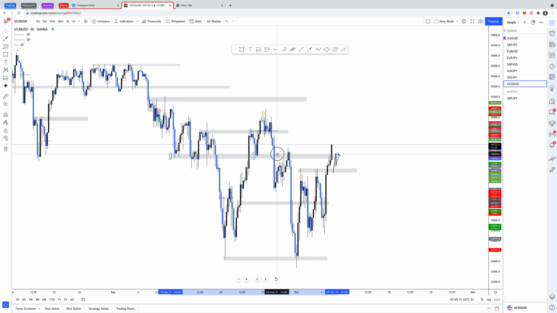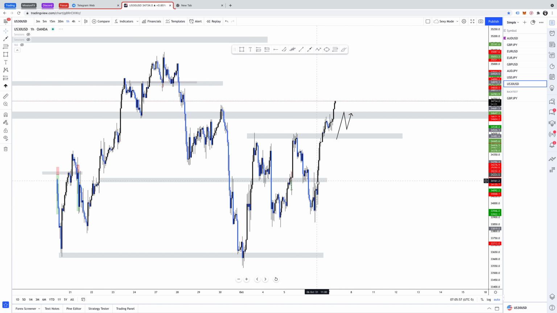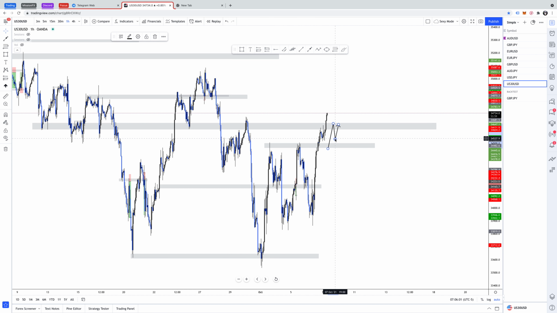There's also one further up here. I mean, there's just a lot. So it's hard for me to even say, in fact, I don't even know at this point. US 30 looks like it's going up. I don't see any clear structure to trade off of.